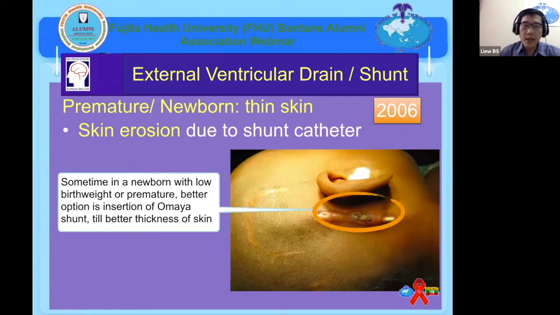Another issue about shunts in pediatrics is that sometimes we need to consider two things. One is whether the head is very big with a small abdomen, or whether the skin is thin. I think most of us have experienced shunts causing erosion of the skin, and in this kind of case, we actually do not have much option. But there are cases, especially in neonates where the sutures have not fused, or with very thin skin or very small birth weight, especially in premature children, where I always feel that an Ommaya shunt would be a better option until the child grows bigger with thicker skin. And probably another option is endoscopic third ventriculostomy.